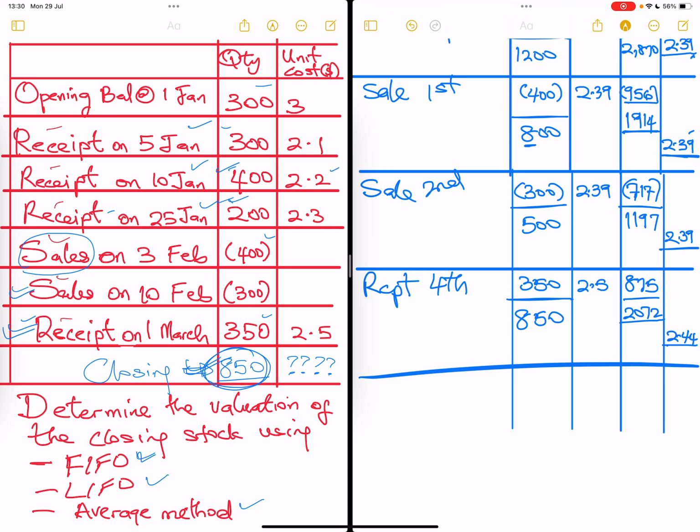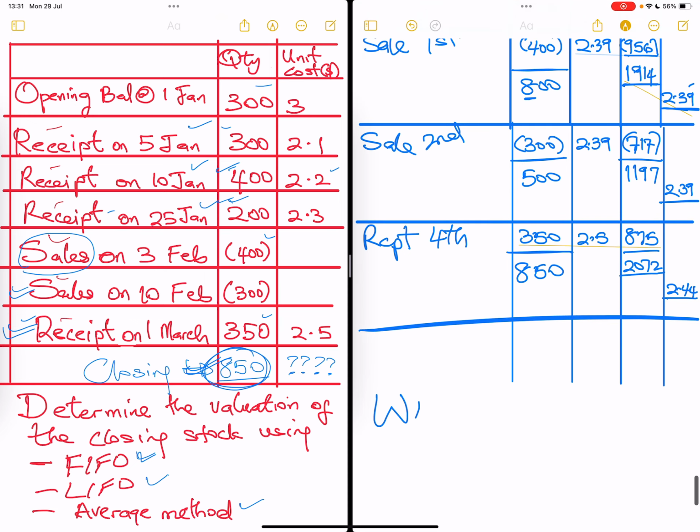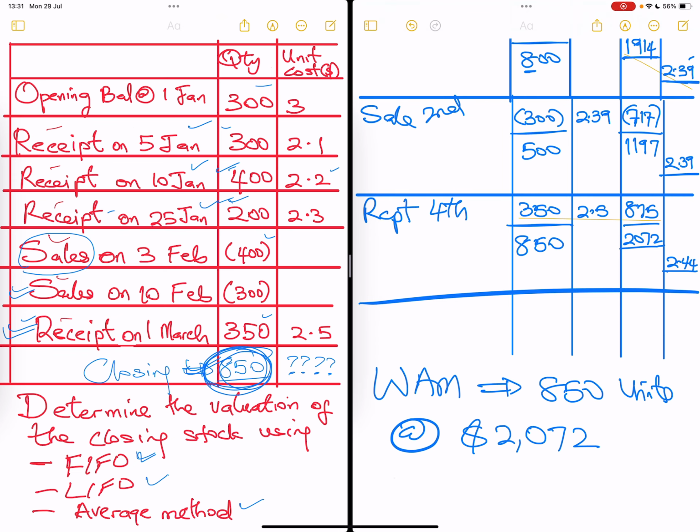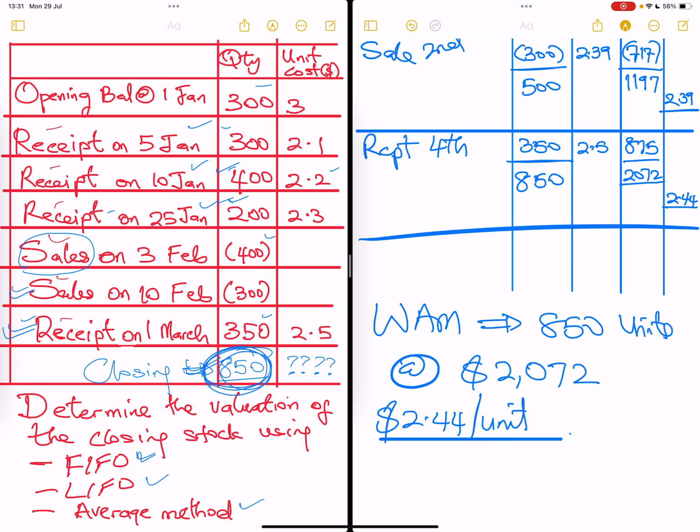So that is when you are done. Using the weighted average method, it means you still have 850 units, which is very consistent with here. However, the valuation is $2,072, and this is equivalent to $2.44 per unit of items. So if there's any sale happening again, you'll be selling at 2.44. That's everything you need to know about material costing.